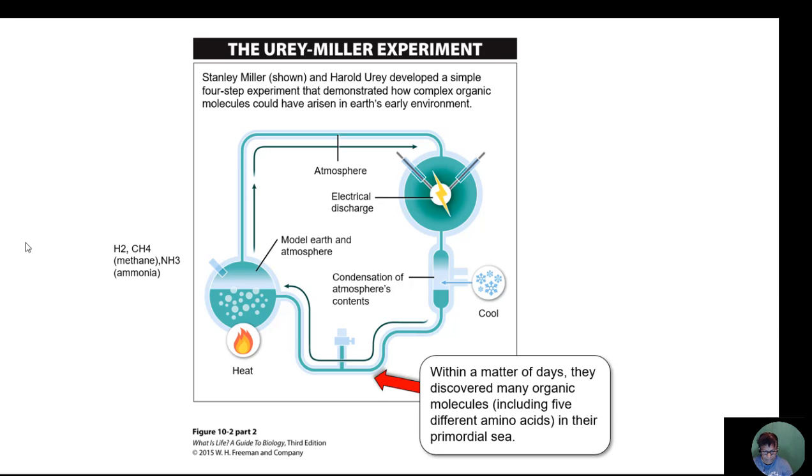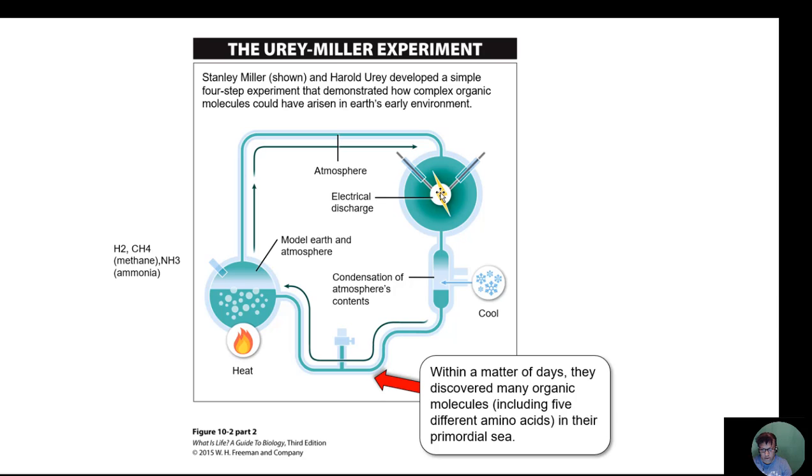So here's what they did. They were chemists, and they took a flask and filled it with what has been thought to be on early Earth: hydrogen, methane, and ammonia. And because it was thought that early Earth was hot, they heated it up. This was simulating the atmosphere that was present in early Earth, right?